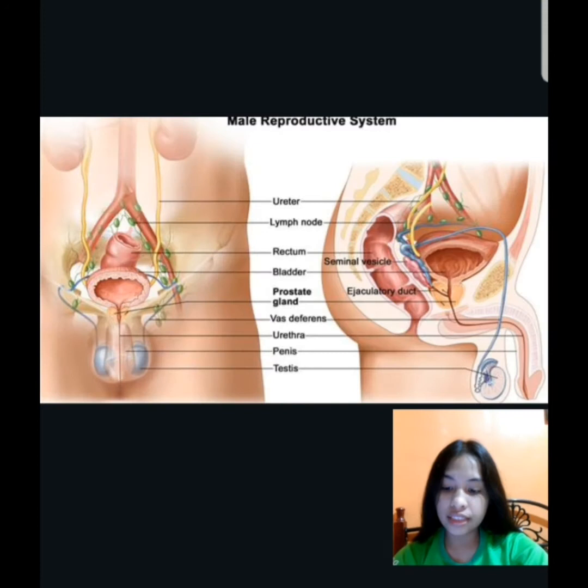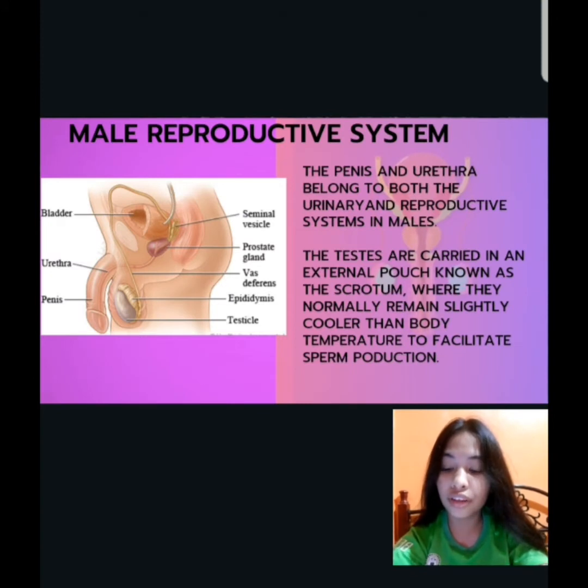The male reproductive system consists of two major parts: the testes, where sperm are produced, and the penis. The penis and urethra belong to both the urinary and reproductive system in males. The testes are carried in an external pouch known as the scrotum, where they normally remain slightly cooler than body temperature to facilitate sperm production.